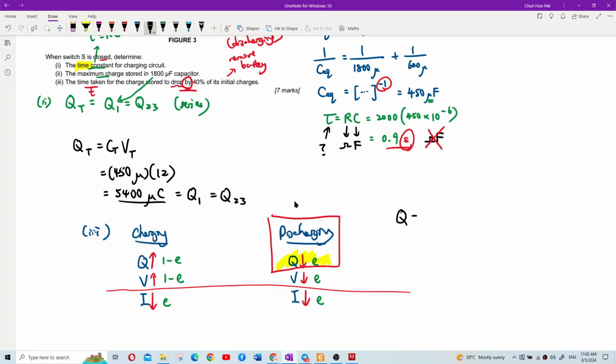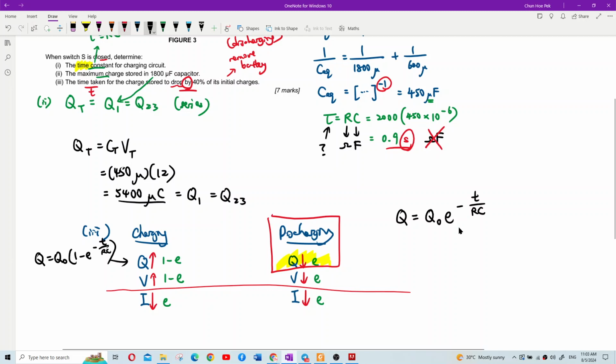So the formula is to use exponent. Charge equals Q naught exponent negative t over RC. This should be the one. Not the 1 minus exponent formula, which is like this: Q naught 1 minus exponent negative t over RC. Not this one. Some of you used this formula. That is for increasing values. For values that increase, only then use 1 minus exponent. For values that decrease, always use exponent. This one.